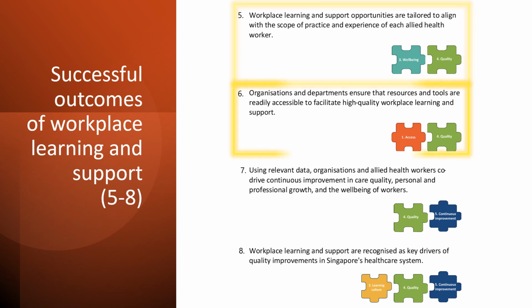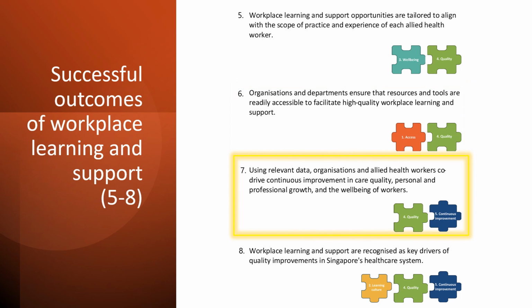The 6th outcome is that organisations and departments ensure that resources and tools are readily available to facilitate high quality workplace learning and support. Number 7 is that using relevant data, organisations and allied health workers co-drive continuous improvement in care quality, personal and professional growth, and the well-being of workers. And finally, outcome 8 is that workplace learning and support are recognised as key drivers of quality improvements in the healthcare system in Singapore.